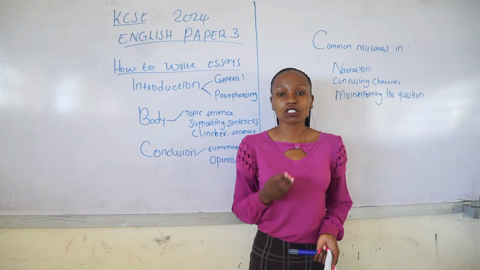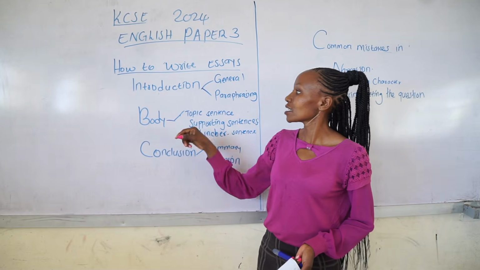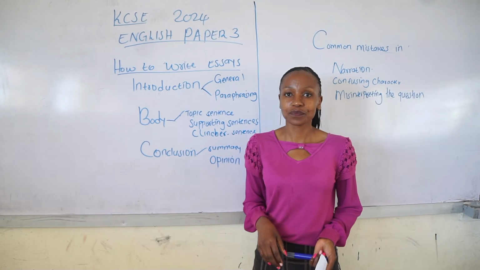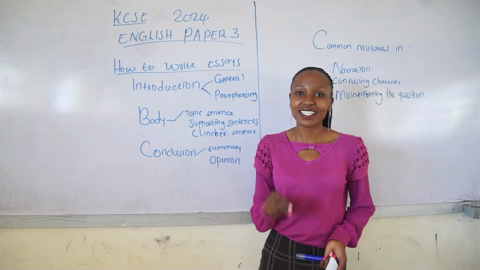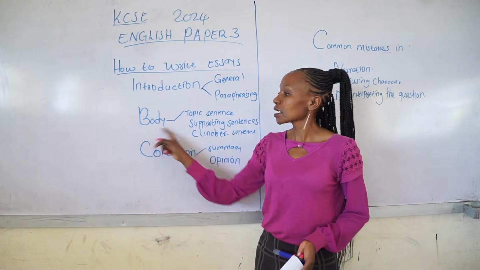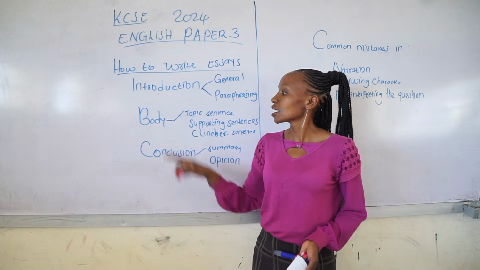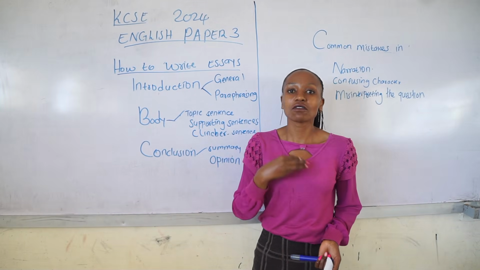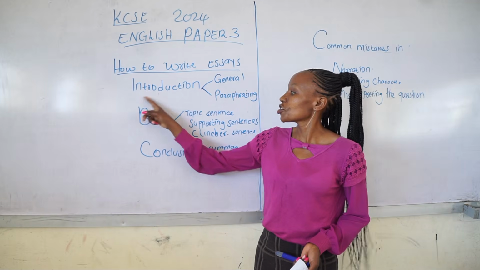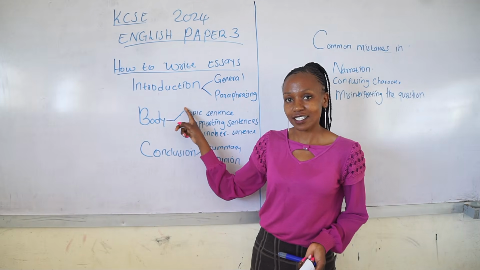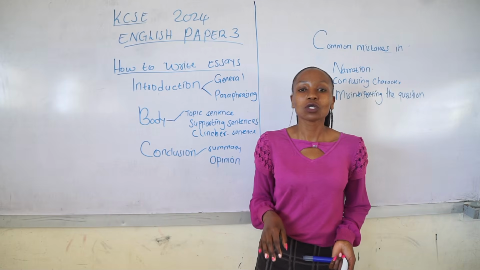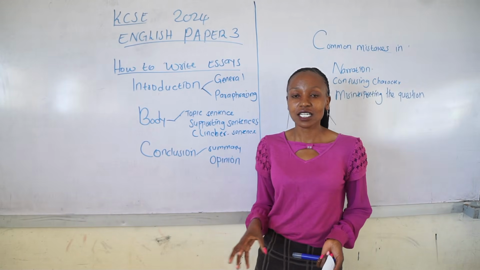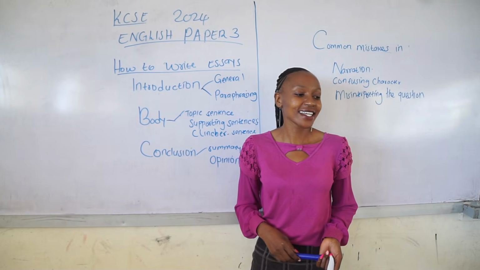An essay has 3 parts: the introduction, the body, and the conclusion. The introduction has 2 marks. The body has 12 marks because it has 4 paragraphs, each paragraph talking about a different point, and each paragraph has 3 marks. Then we have the conclusion, which is 2 marks. And finally, the rest of the marks go to your language, how you use the language.